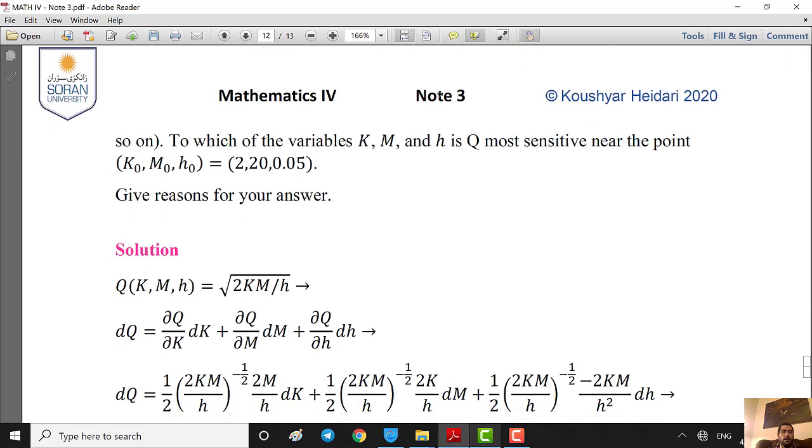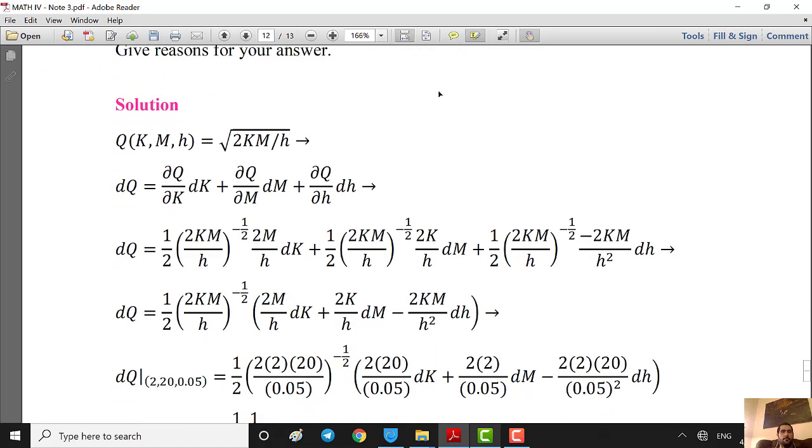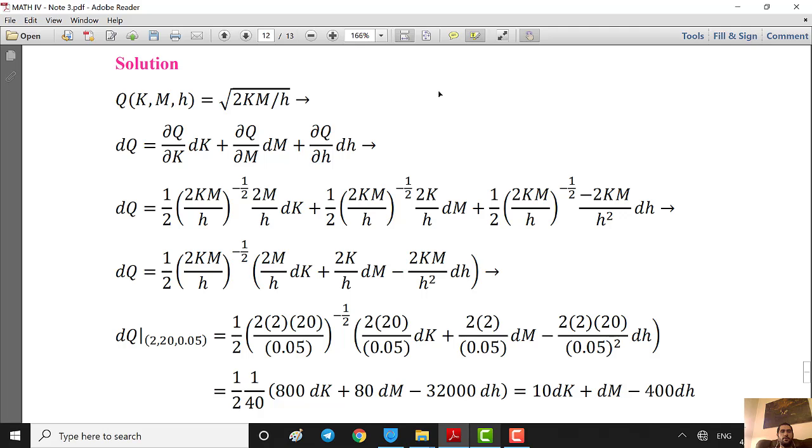Now, we have to start with the total differential formula for the function Q(K, M, H) equal to the square root of 2KM over H, and evaluate the coefficients at the given point and see which variable has the biggest coefficient, right? Now, if Q is equal to that, then dQ is equal to ∂Q/∂K times dK plus ∂Q/∂M times dM plus ∂Q/∂H times dH.